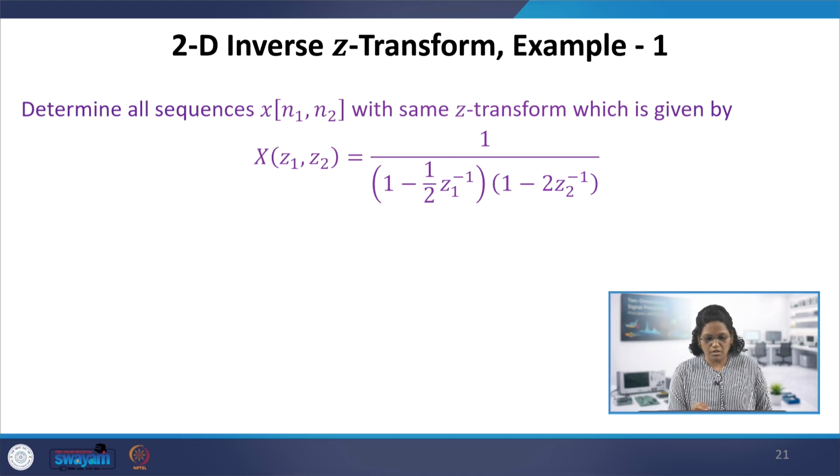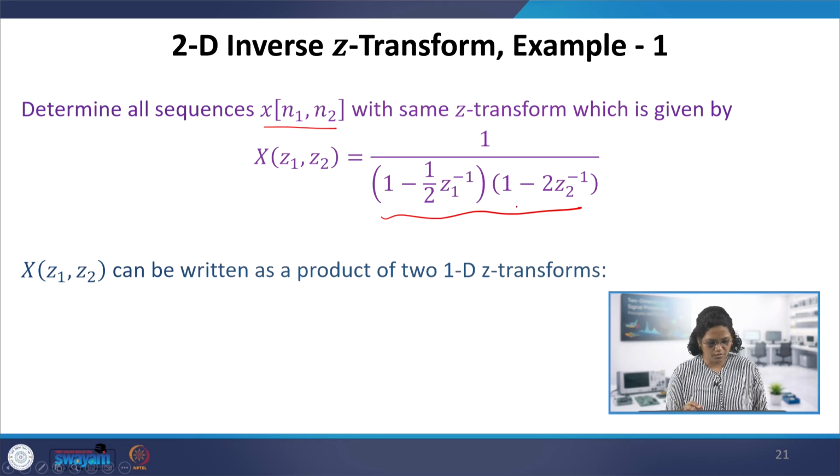Now coming to the example of taking this inverse. Taking a sequence x of n1 comma n2, we can see that X of z1, z2 is 1 by 1 minus 1 by 2 z1 z2. The problem here is that there is no ROC specified in this example, so we need to find all possible combinations of x of n1 comma n2 for this Z transform. So what is the case here? Can we write this first? We have to check whether it can be written as the product of two X of z's. Yes, it is possible, because we have clear-cut sequences, the multiplication of two polynomials here.